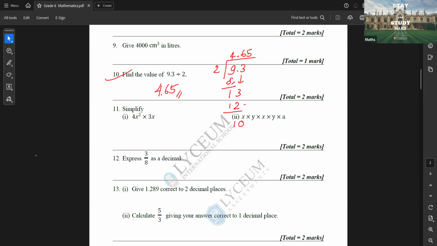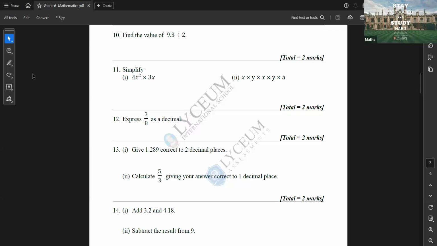Question number 11. Algebraic expression. It's a calculation, multiplication. So here, we have to get the algebraic expression for each one. Here, 4 times 3 is what? 12. Numbers multiply separately, powers multiply separately. So 4 times 3 is 12. X to the power 2 times x is what? Same base, different indices, so we add them. Since nothing is given, it is 1, so 2 plus 1, which is x to the power 3. So the answer is 12x to the power 3.